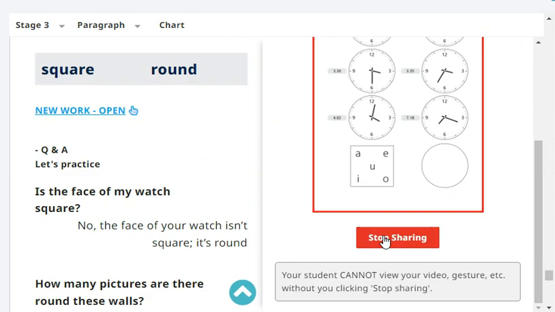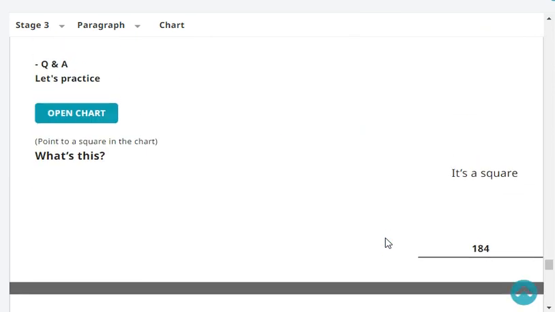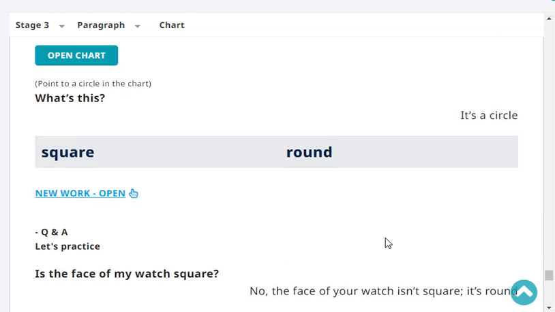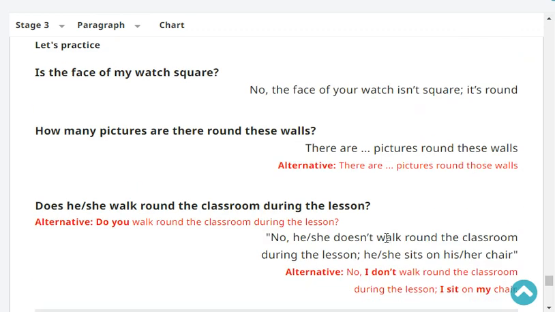Is the face of my watch square? No. The face of your watch isn't square. It's round. Very good.